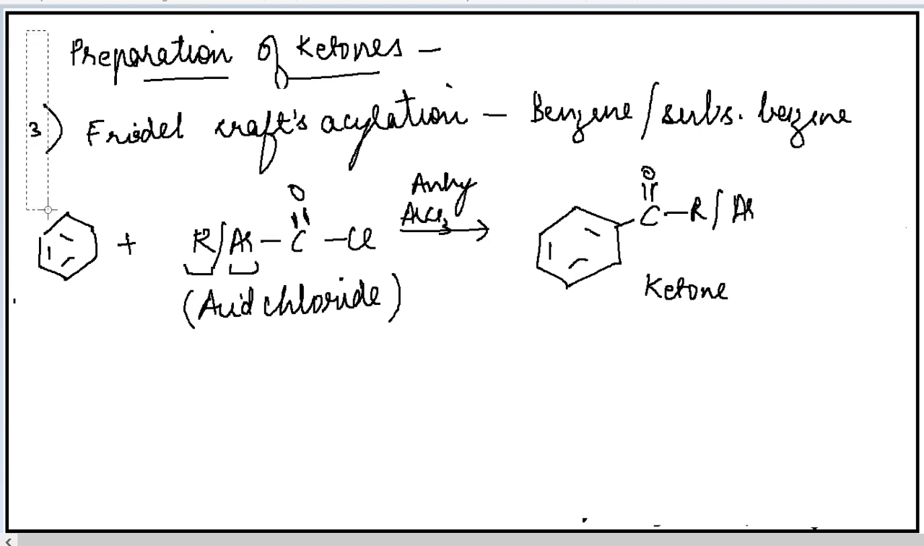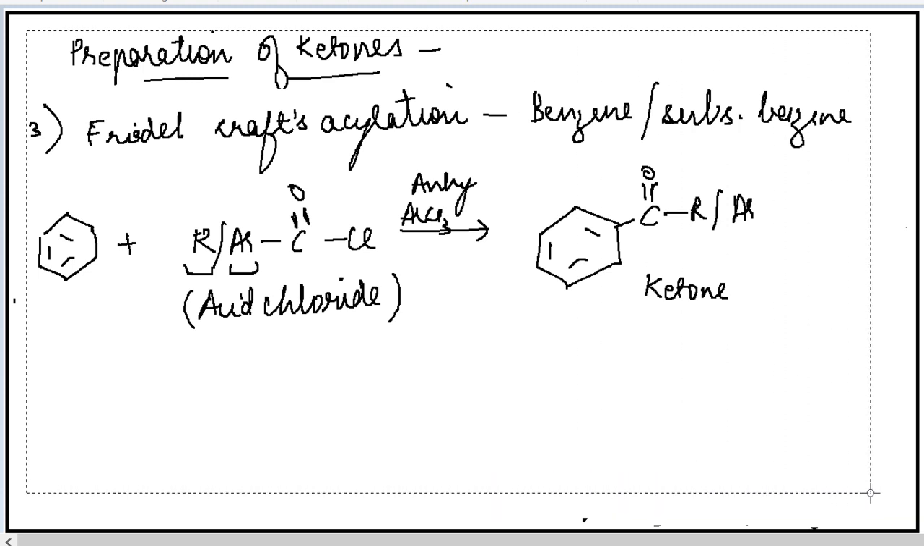So ketones can be prepared again by three methods. We have already finished them. The first was from acid chloride, second from nitrile, and third is from benzene or substituted benzene, that is Friedel-Crafts acylation reaction. So here we finished the preparation of ketones and aldehyde. The next topic is physical properties of aldehydes and ketones.